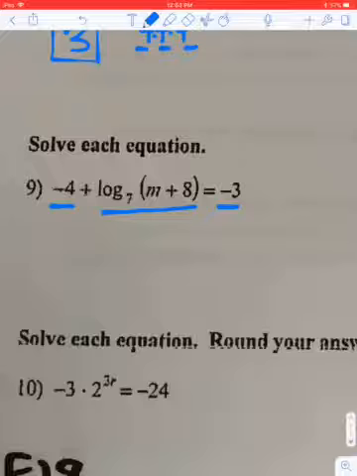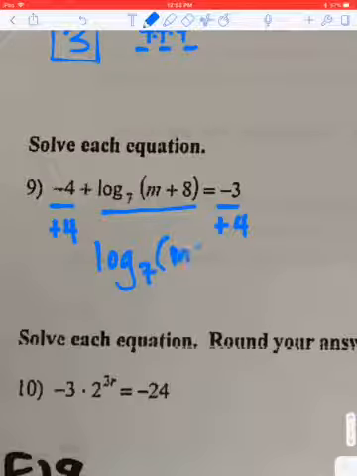So what I'm going to do is try to get rid of this -4 here, and since it's being added, but it's negative, I'm going to add 4 to both sides just to condense everything. Now I'm going to have log base 7 of m plus 8 equals +1.